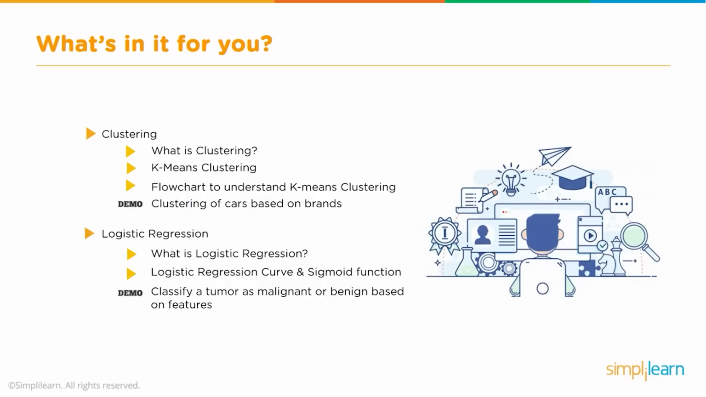What's in it for you? We're going to cover clustering. What is clustering? K-means clustering, which is one of the most commonly used clustering tools out there, including a flowchart to understand K-means clustering and how it functions. And then we'll do an actual Python live demo on clustering of cars based on brands. Then we're going to cover logistic regression. What is logistic regression? Logistic regression curve and sigmoid function.